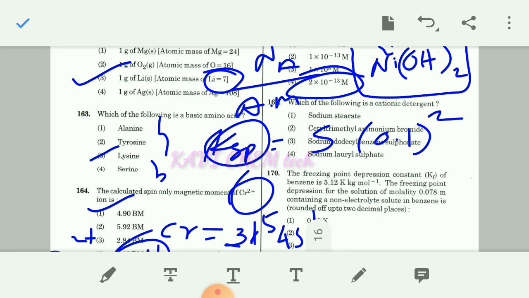Sorry, the next one is not visible. 169, which of the following is a cationic detergent? So option 2 is the correct answer. All the remaining ones are anionic detergents.